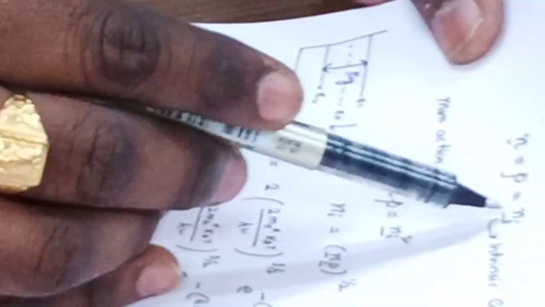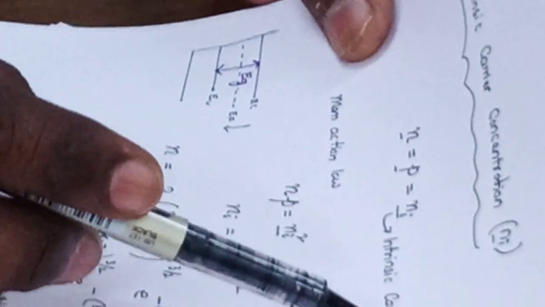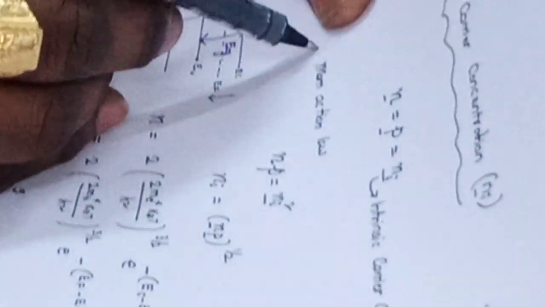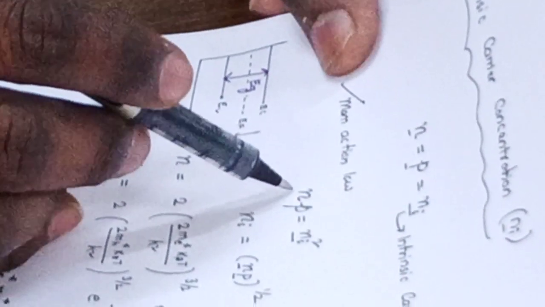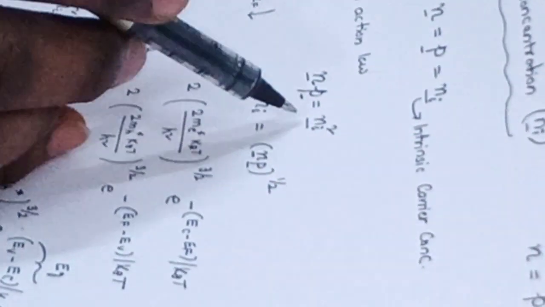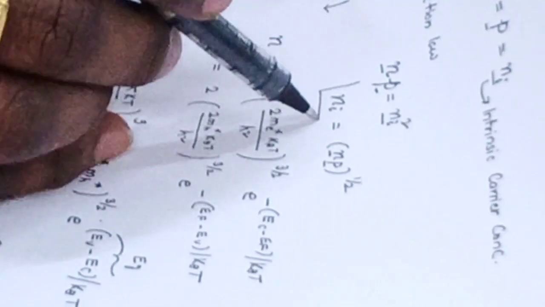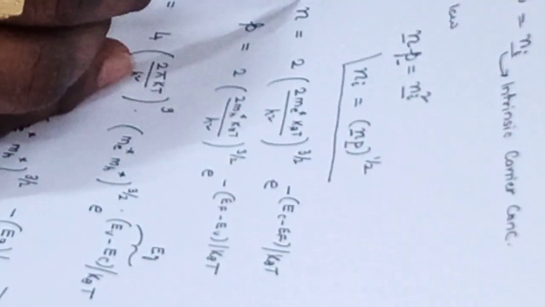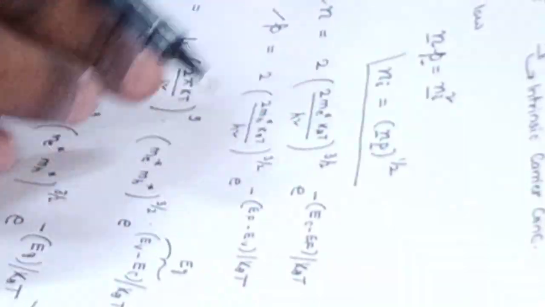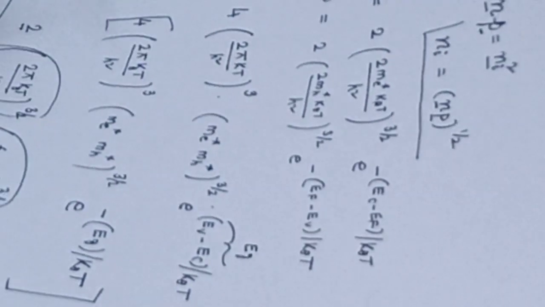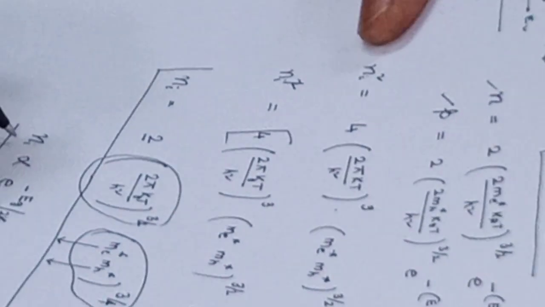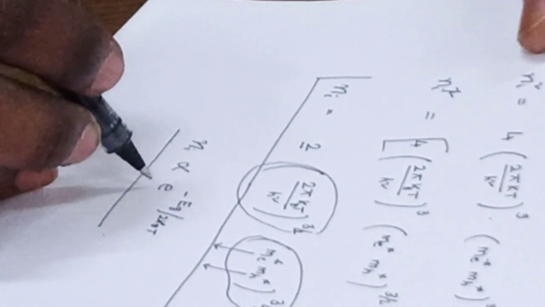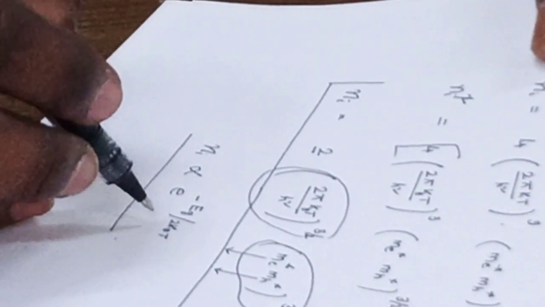n is equal to p is equal to Ni. This is the intrinsic carrier concentration. By using the mass action law, the product of the number of electrons and the number of holes is equal to Ni square. So Ni is equal to the product of n into p whole to the power of half. I know the n, I know the p. So substitute in the formula, then we'll get the intrinsic carrier concentration directly proportional to the exponential of minus Eg by 2kBT.